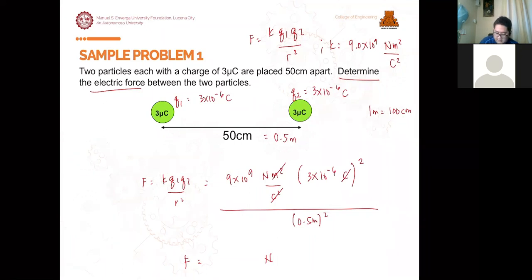0.324. Okay? Tama. Times 10 to the 6, 2.5. Okay. So this should be 0.324. Okay? So, ito yung answer natin for number 1 o yung electric force required. Okay? Ito yung force between the particles.